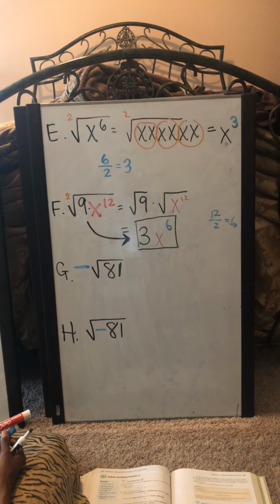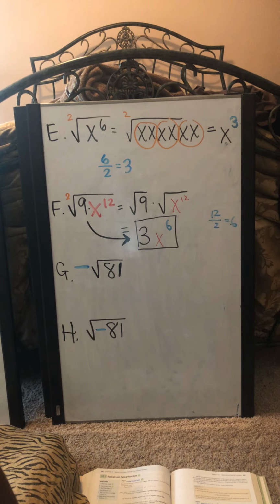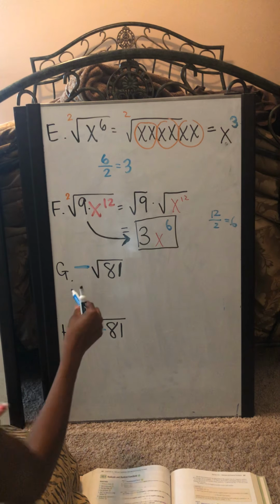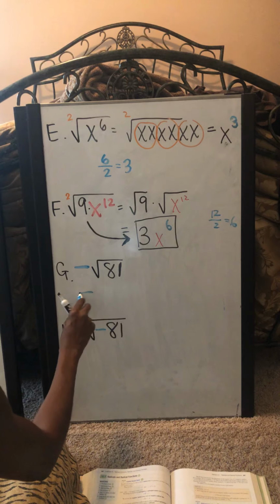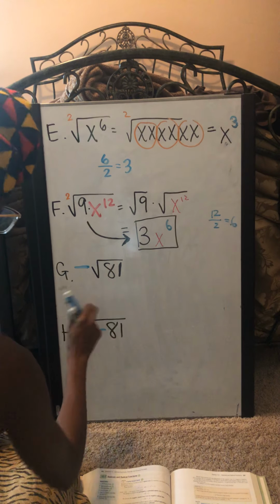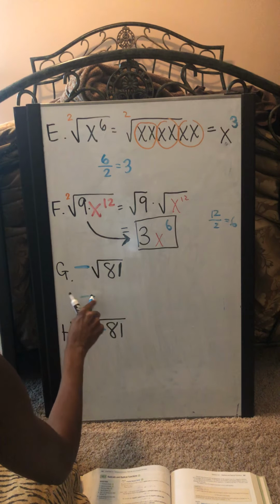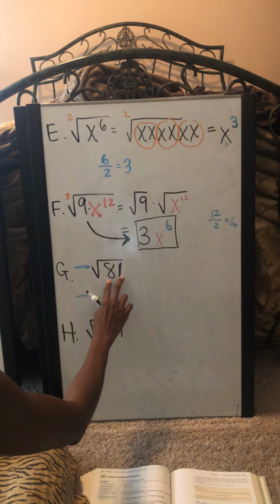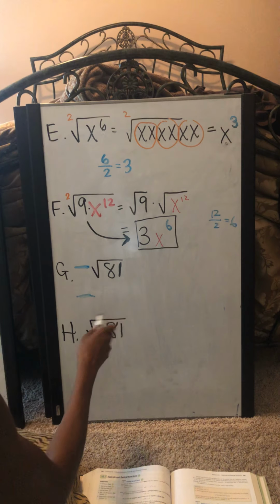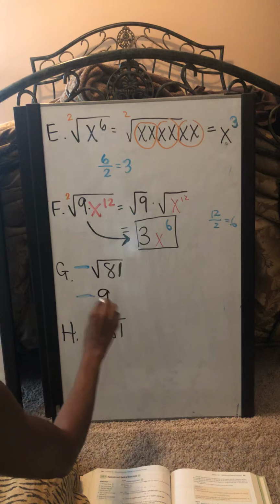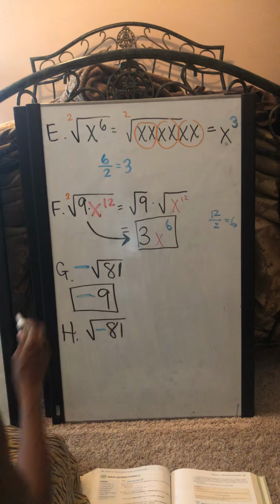Okay? Now let's look at G. So for G, we have this negative on the outside, so it just tags along, okay? So we just bring the negative down as part of the problem. And then here we have 81. 9 times 9 is 81. So then we put a 9. And that would be our final answer.